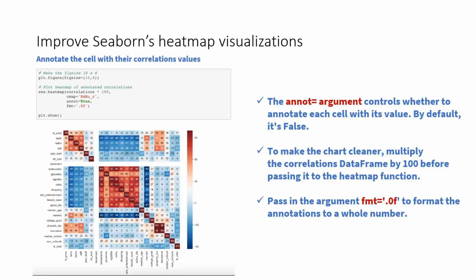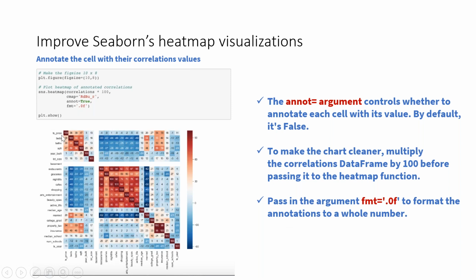I'll move forward. Then, as I told you, these colors are very confusing. Really, we cannot differentiate what is dark red and a little less dark red. All that is very tough to do. So what I am doing here in my sns.heatmap, I am calculating correlations times 100. Whatever precise value is calculated in my table, I'm multiplying by 100 and formatting with .0f, which means formatting the annotations to a whole number.